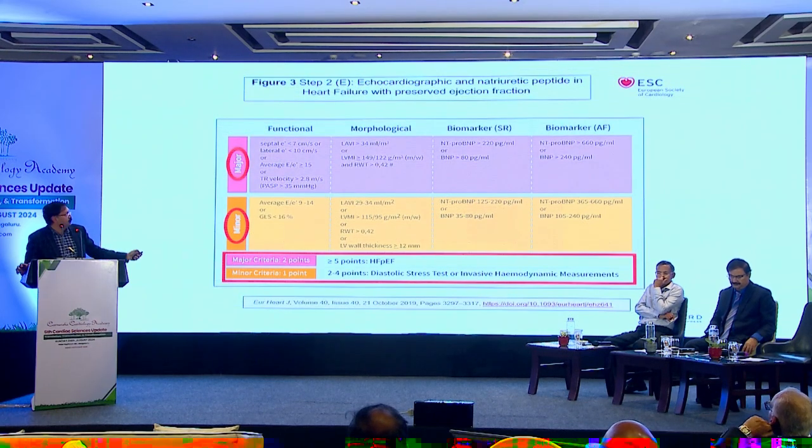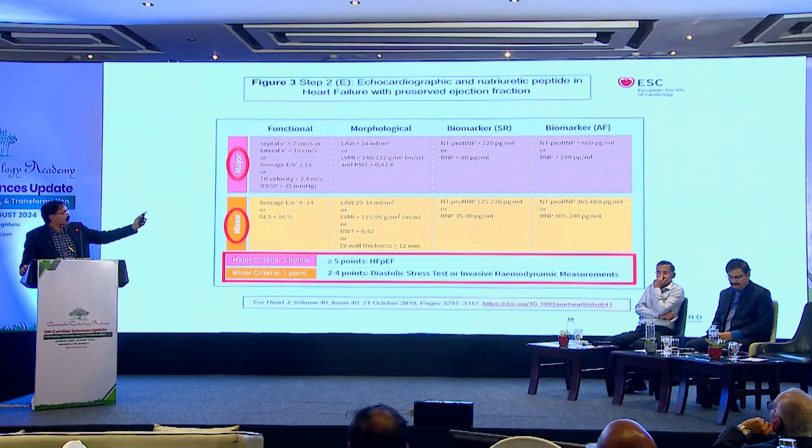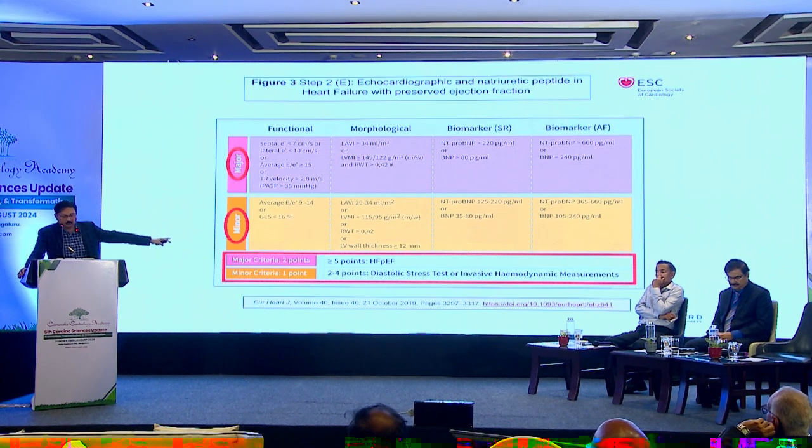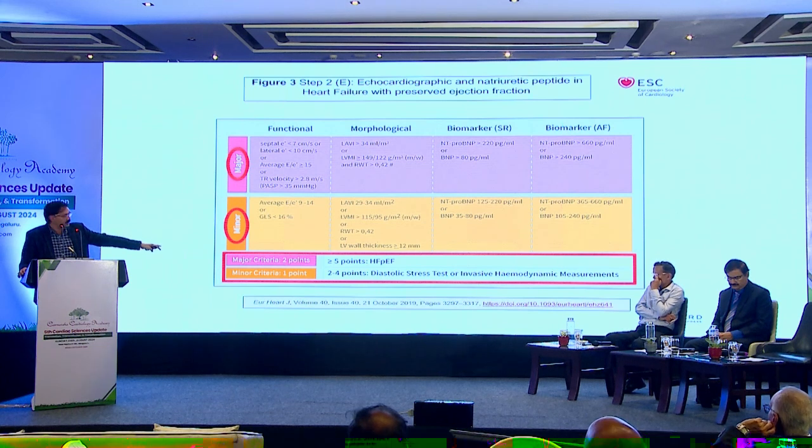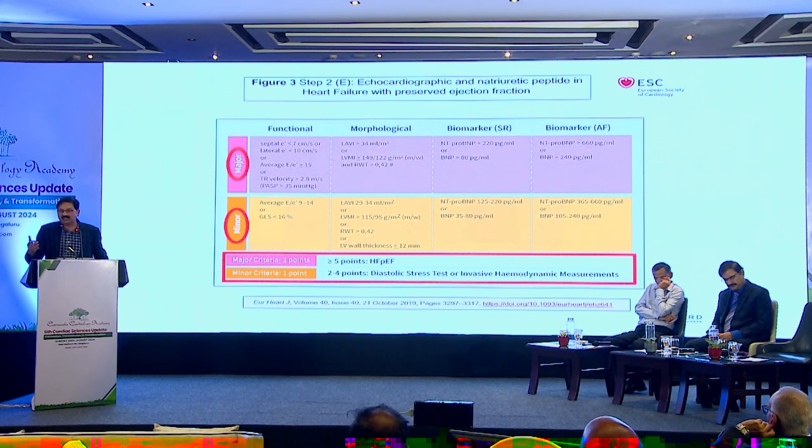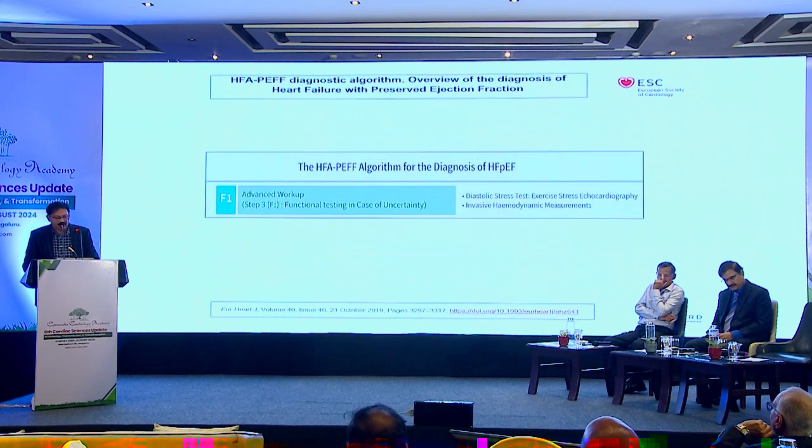And this is again to summate the functional and morphological biomarkers in sinus rhythm or in atrial fibrillation, and the points here. If the patient has more than 5, it is heart failure with preserved ejection fraction, and if it's 2 to 4, a diastolic stress test or invasive hemodynamics, that is the next level of testing, is often required for this patient. Let's move to the next segment, advanced workup, diastolic stress echo.